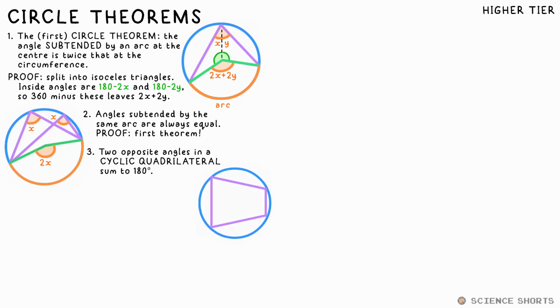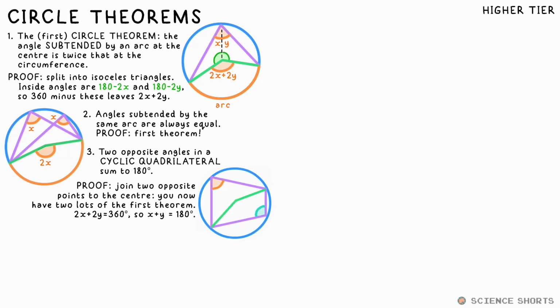A cyclic quadrilateral is a four-sided polygon where all four vertices or corners touch the line, the circumference. Two opposite angles in one of these always add up to 180 degrees. The proof? Join two opposite points to the centre and say the other angles are x and y. The angles on the other side must be double these, so we have 2x plus 2y around the centre in the circle, which must add up to 360 degrees. So halving this, x plus y equals 180 degrees.